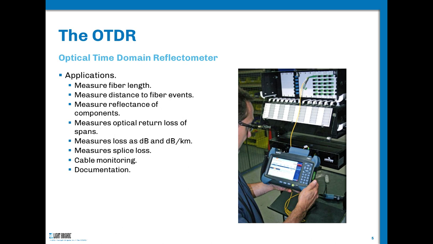We use it as a quality control instrument for those that perform splicing functions. Tells us the distance, the loss, and if it's a mechanical splice, the reflectance as well. But we can also use it for other things. We can monitor a cable, and we'll talk about this further into the presentation. And, of course, whether you're using it in a quality assurance role, such as a manufacturer, or in a quality control role, such as contractors, that's a perfect instrument for it.